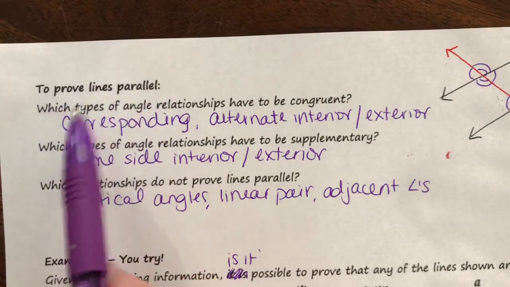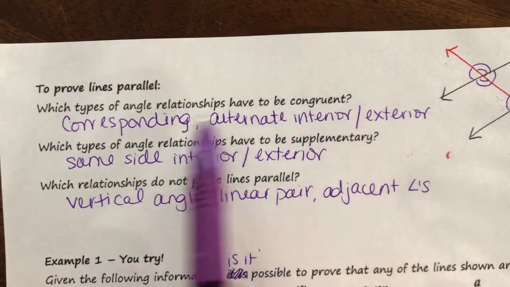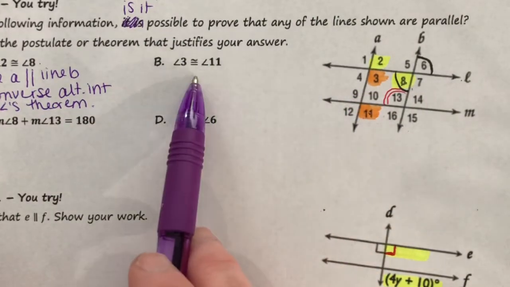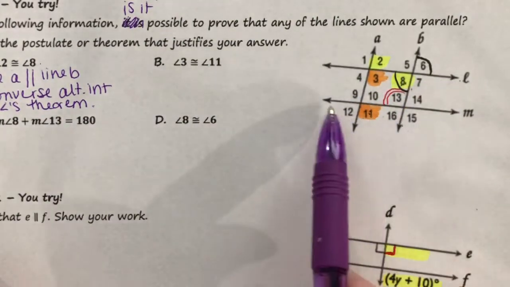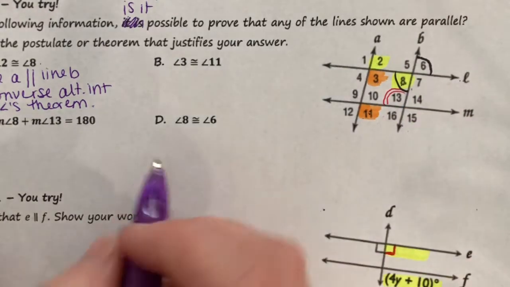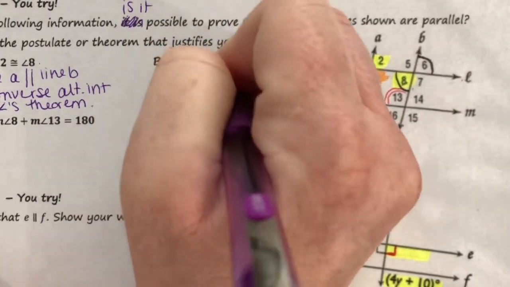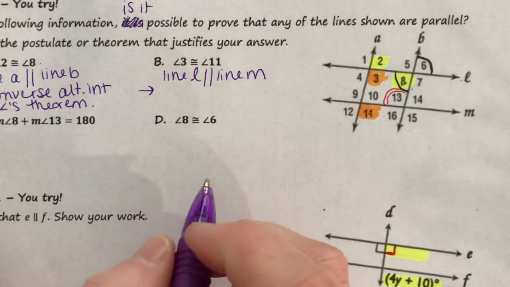To prove lines parallel, which types of relationships have to be congruent? Corresponding. These are congruent corresponding angles according to this. So that means these lines that create them must be parallel. Line L and line M. Line L is parallel to line M. And that's because of the converse corresponding angles postulate.